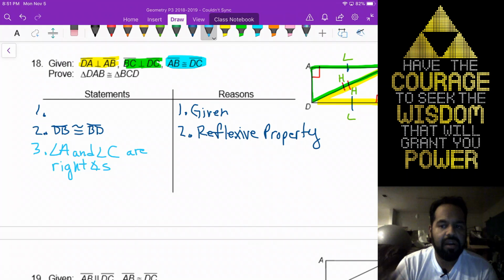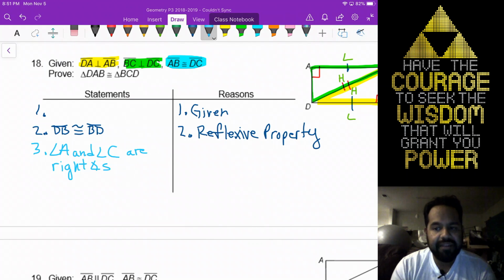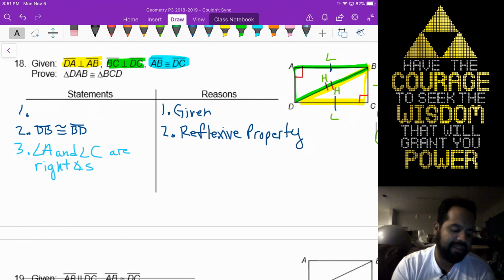Now, there are some proofs where you do need to establish that the angles are congruent, but not for HL. For any of the other ones, angle side angle, angle angle side, if you have a right angle and it satisfies any of those, you're going to want to say, hey, these angles are congruent after you've established they're right angles. But thankfully in this one, we don't need to.